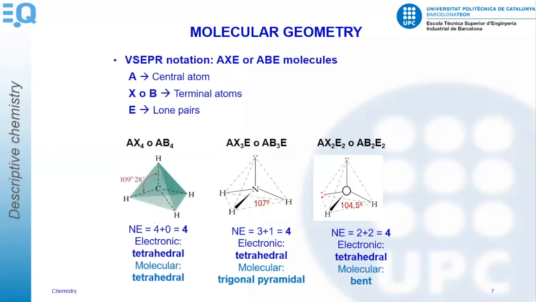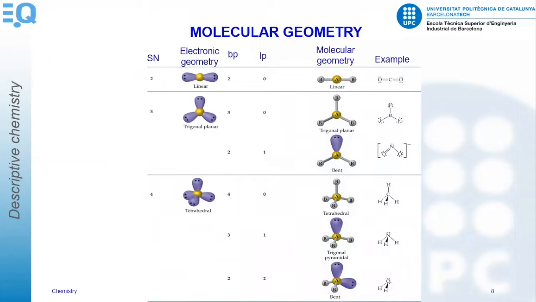To know the molecular geometry, we must introduce the VSEPR notation. A will be the central atom, X or B will be the number of terminal atoms, and E will be the number of lone pairs. In the examples, we can see that the three molecules have tetrahedral electronic geometry, but the number of terminal atoms and lone pairs is different, which changes the molecular geometry completely. Now you will see some examples of different geometries.